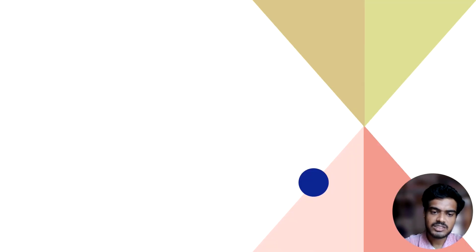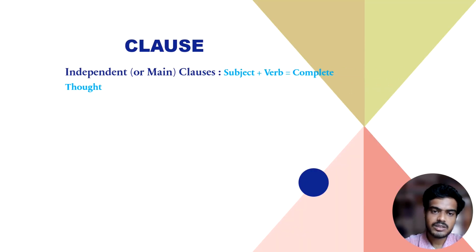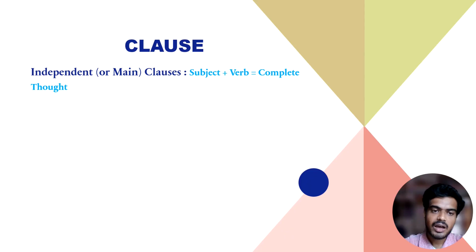Next, we can classify the clause in two parts. First is independent clause, that is also known as the main clause. In the independent clause, we have a subject and a verb. Okay, and the subject and verb always makes a complete sense.